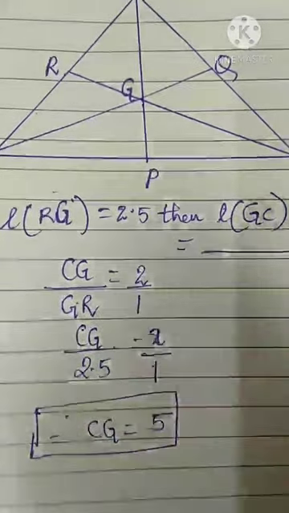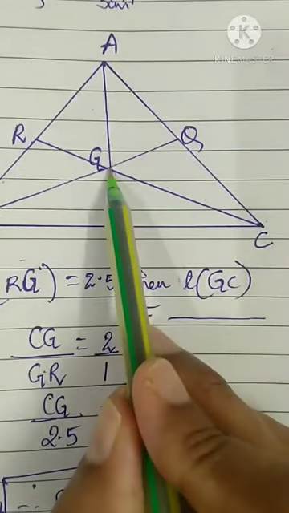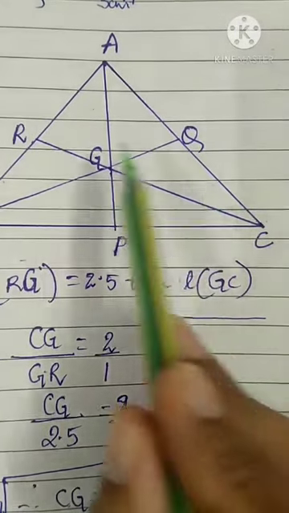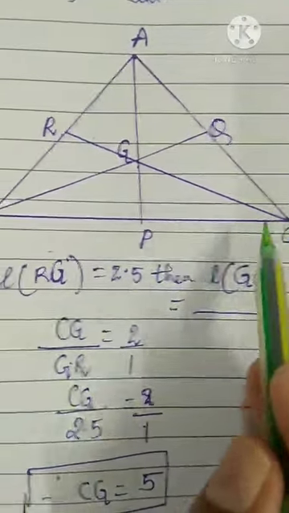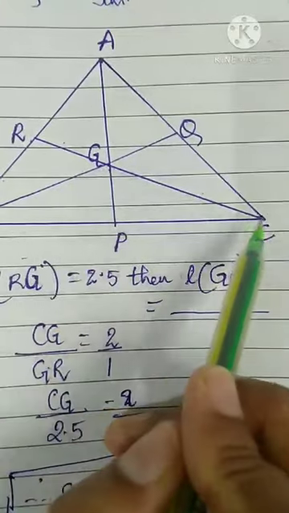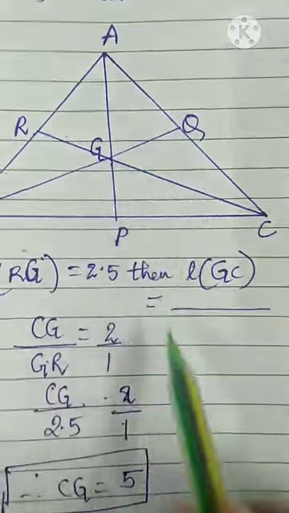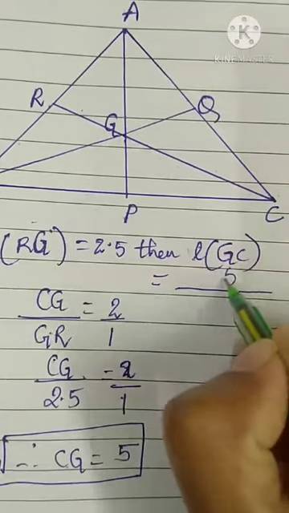Without this also you can write directly. Because we know that from the vertex, this part will be 2 times the later part. So if RG is 2.5, then the longer part will be double. 2.5 doubled is 5. Or you can use the relation. So how much is this? 5.